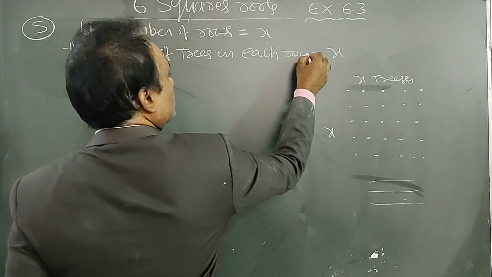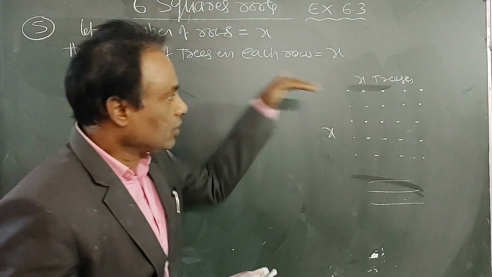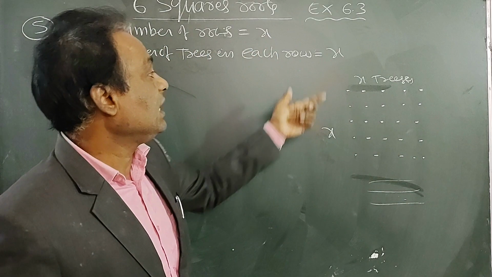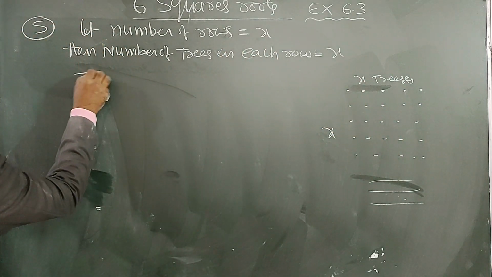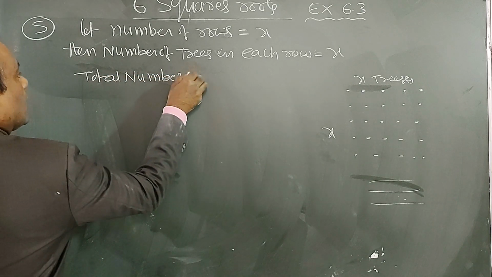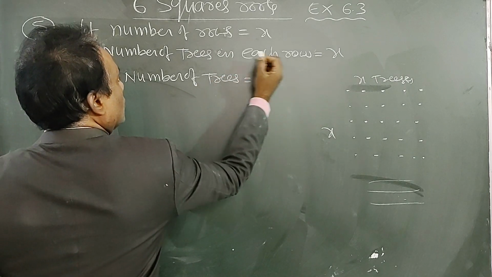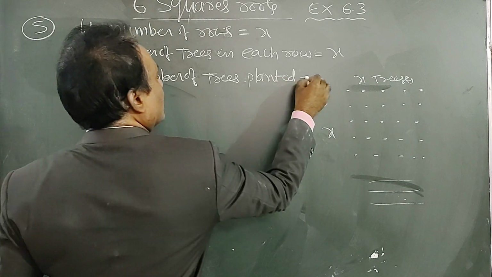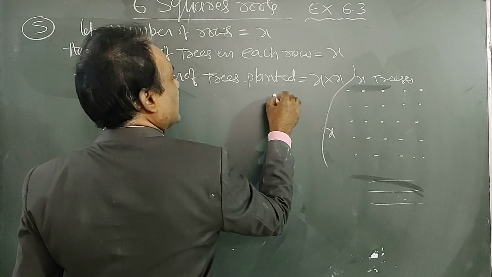See here, students. Let the number of rows, how many rows? 1, 2, 3, 4, 5, 6. Let the number of rows be x. Each row will have x trees. So the total number of trees planted is equal to x into x, which is nothing but x square.